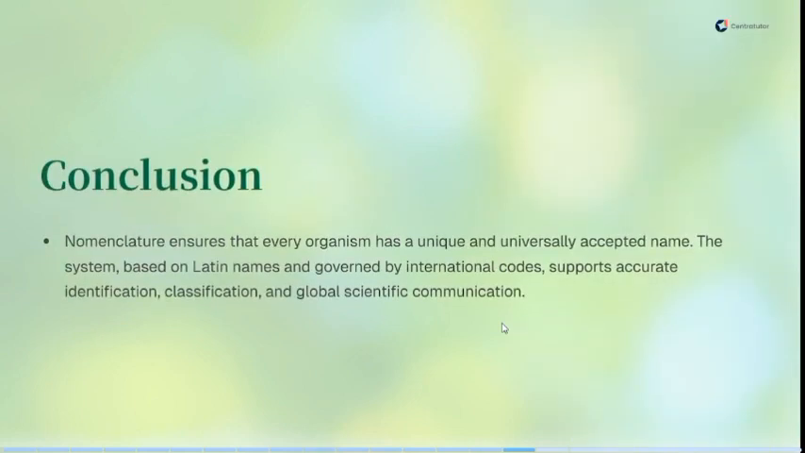So in conclusion, nomenclature ensures that every organism has a unique and universally accepted name, and this system of naming is based on Latin names and is governed by international codes, as I mentioned, the three international codes which we need to memorize, and it supports accurate identification, classification, and global scientific communication.